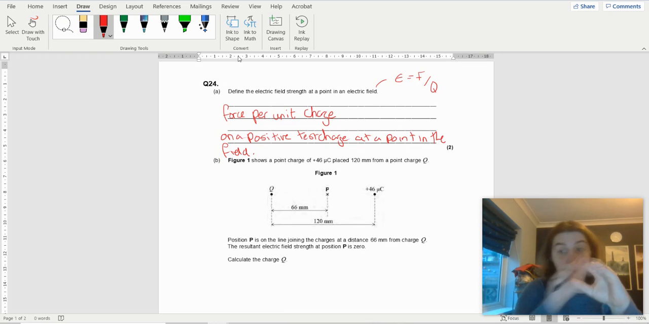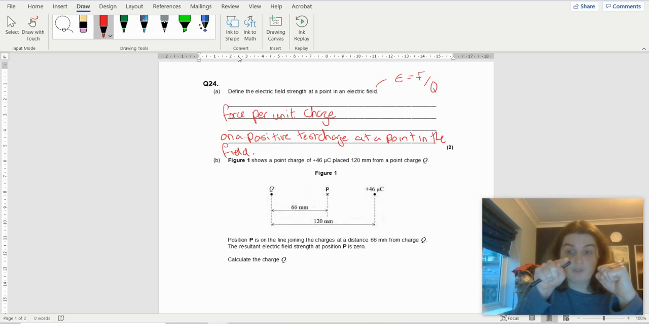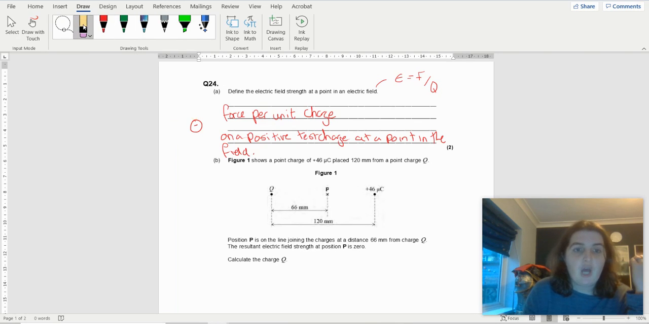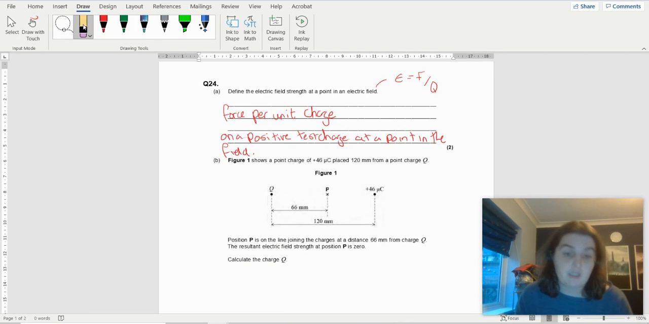So in the case if I had a positive charge here, it would go that way. And that's why the field lines from a positive charge go out like that, whereas in a negative charge, they go in like that. Okay, because it's the direction thing. So this one here, force per unit charge on a positive test charge at a point in the field. That is the second caveat that you need to remember.